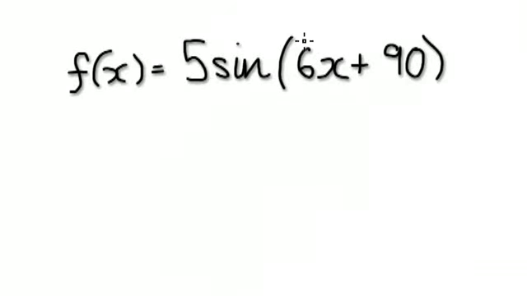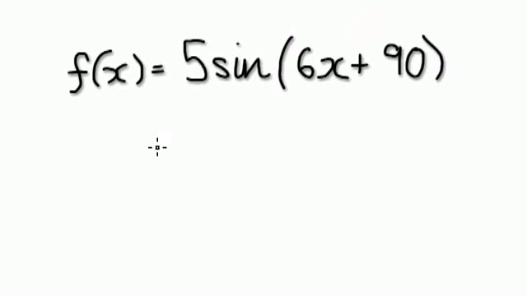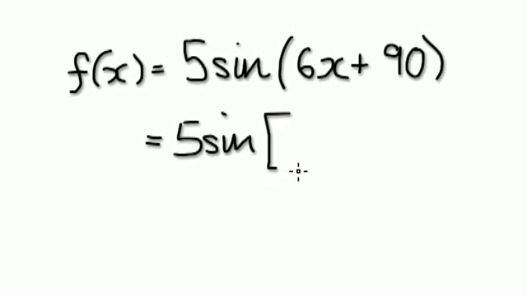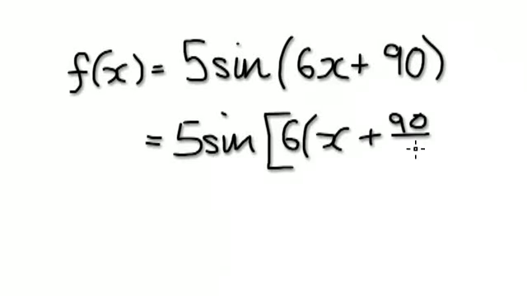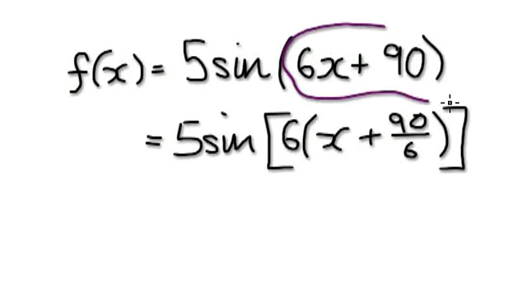Okay, so start by first tackling this bit here. Rewrite the whole thing as this: 5 sine, and then take out 6 as a factor. So we've got this here, plus 90 over 6. Close it off. So this whole thing here is exactly the same as this, but just written differently.